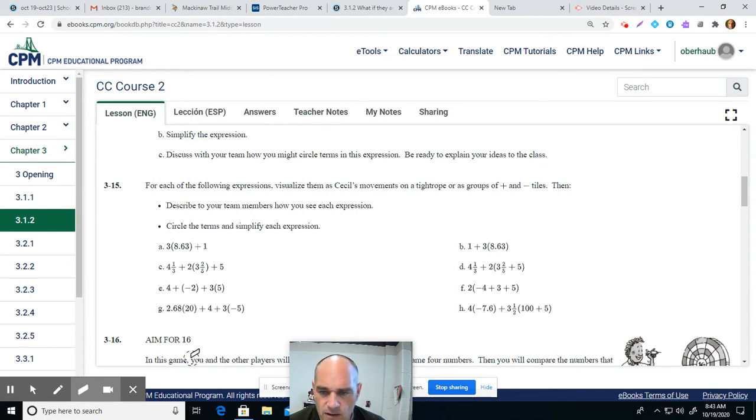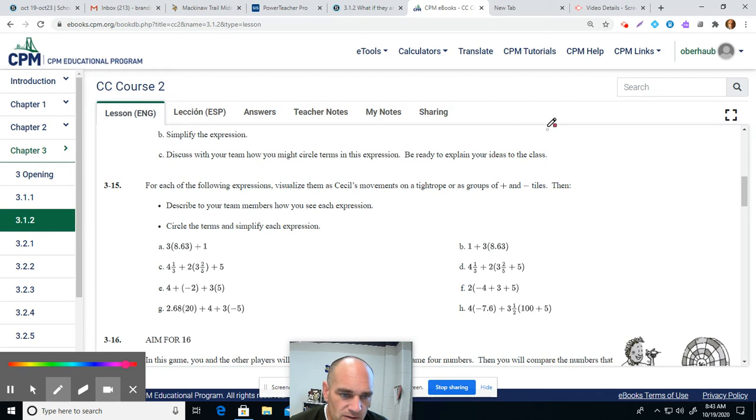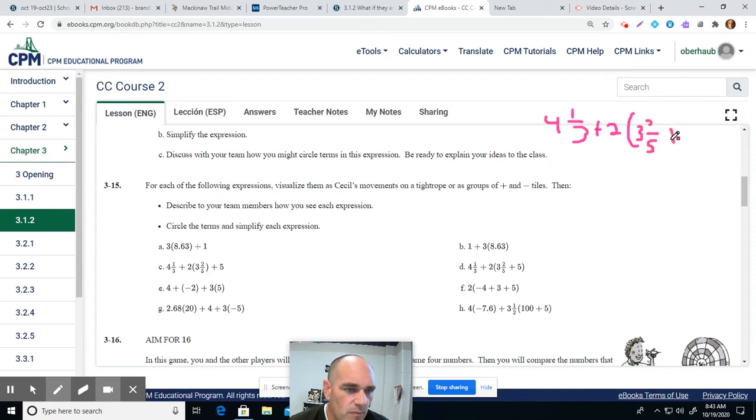Now, this one here, a little bit different. So now we're going to do this. So we have 4 1/3 plus 2 parentheses 3 2/5 plus 5. And that should be a 2. All right. So let's see here.